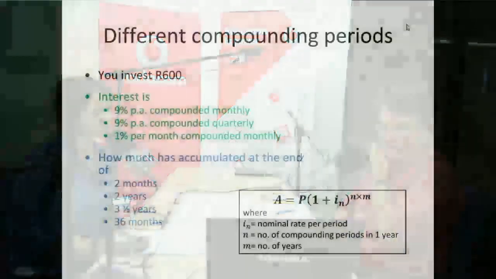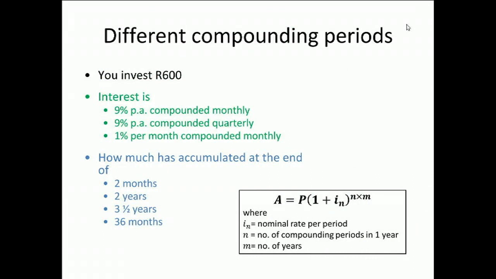Getting back to that formula, in the exponent, we've got n times m, where n is the number of compounding periods in 1 year. And I use that phrase deliberately so that we focus on in 1 year. If it's compounded monthly, then the n value is 12. If it's compounded quarterly, the n value is 4. And then m is the number of years. And that'll work whether we've got full years or partial years. So if I've got 3.5 years there, for example, then m is 3.5.